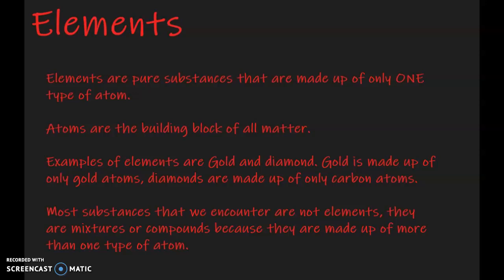Examples of elements include gold and diamond. Gold is made up of only gold atoms, and diamonds are made up of only carbon atoms. Most substances that we encounter day to day are not pure elements. They're actually mixtures or compounds because they're made up of more than one type of atom. Now we're going to build on those ideas today, and we're going to start looking at atoms and how they can be arranged into molecules and lattices.